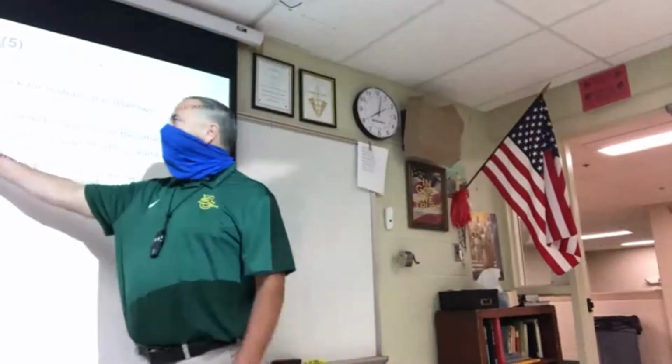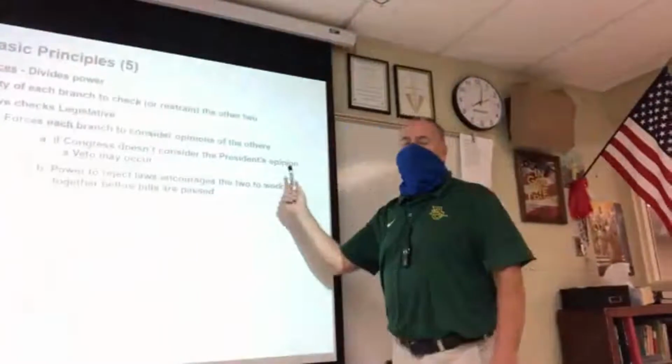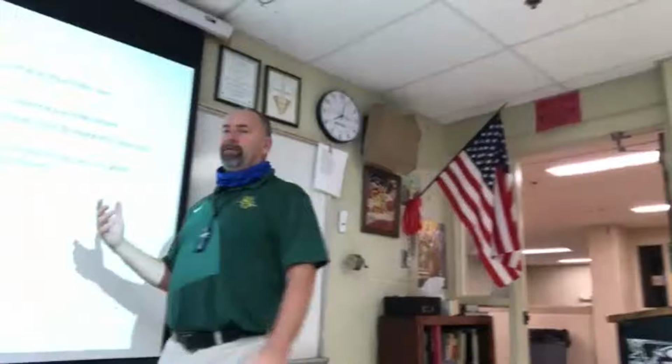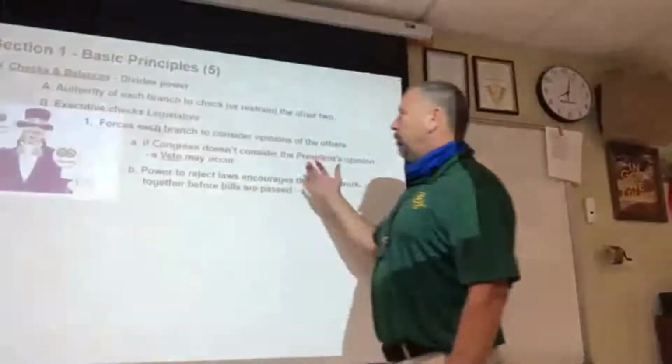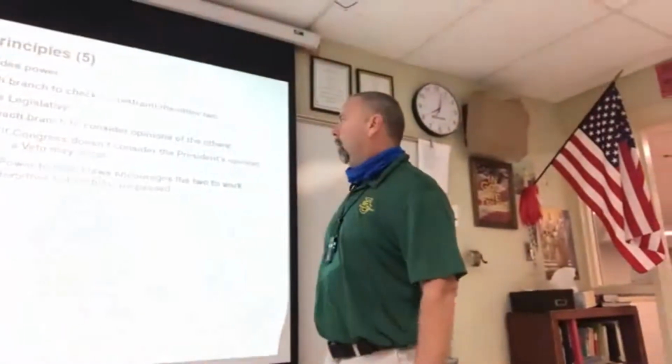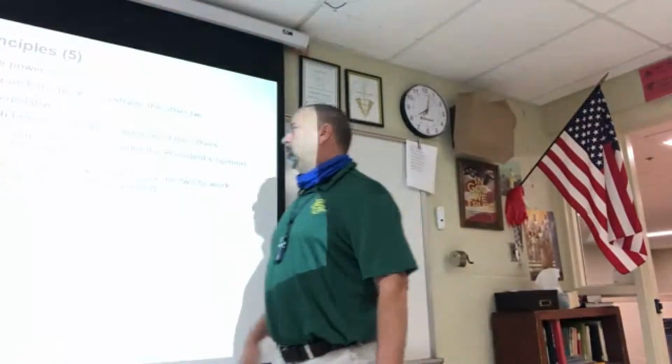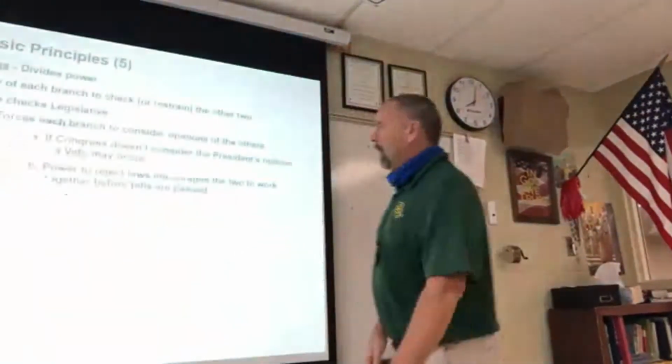So, really, Congress is forced to consider the opinion of the president before they pass something. If they say, hey, Mr. President, we're planning on doing this, and he's like, I don't support that, I'm going to veto it. Well, maybe they change it before they pass it, okay? So it kind of requires the two branches to talk to each other, communicate with one another, okay? So that's the veto. Did you guys know that you can override a veto? The Congress can override a veto.